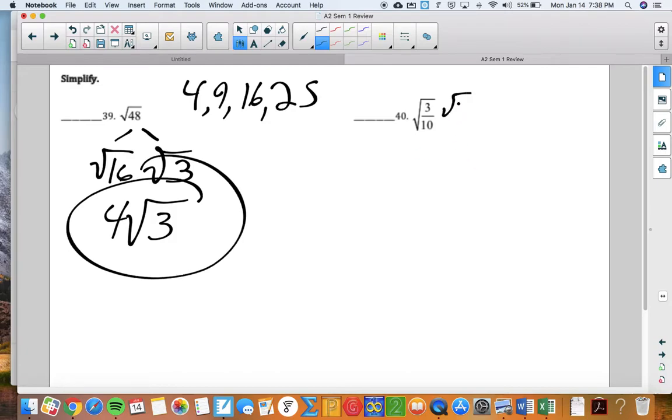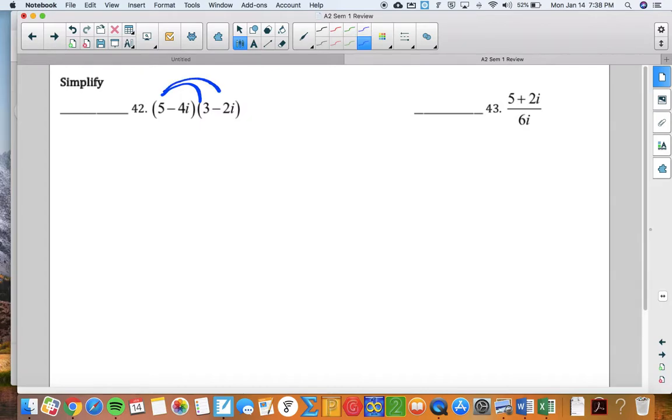Here we can break this up into the square root of 3 divided by the square root of 10. But there's a rule that you never actually want the bottom value to be a radical. So we multiply the top and the bottom by that bottom value. So we get the square root of 30 on top. The square root of 10 times the square root of 10 is the square root of 100, which is 10. And try to pull out a perfect square here if you can, but we cannot.